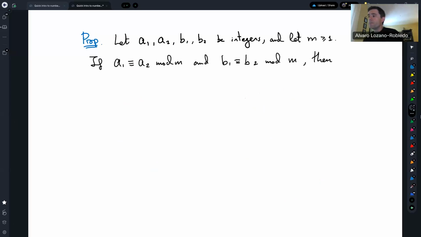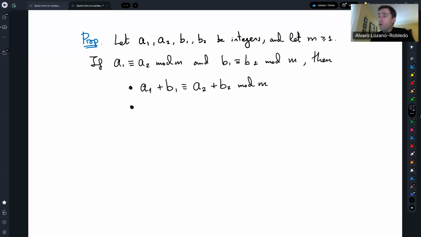then three things happen. First of all, if I have to add A1 and B1, remember that these would be some very large numbers that I'm trying to add. I can first reduce A1 and B1 and then add the reductions. So A1 plus B1 is the same as A2 plus B2 modulo M.